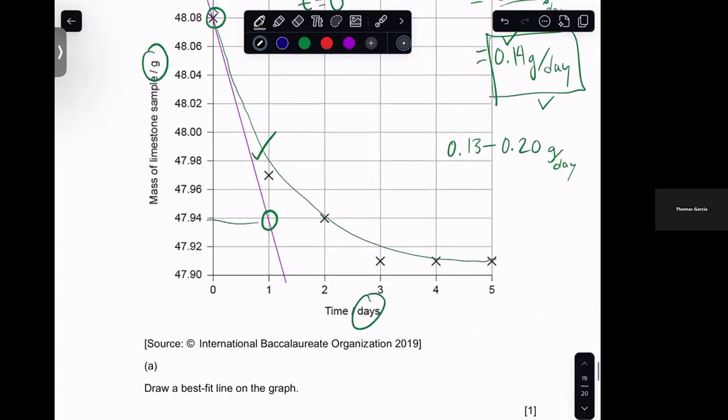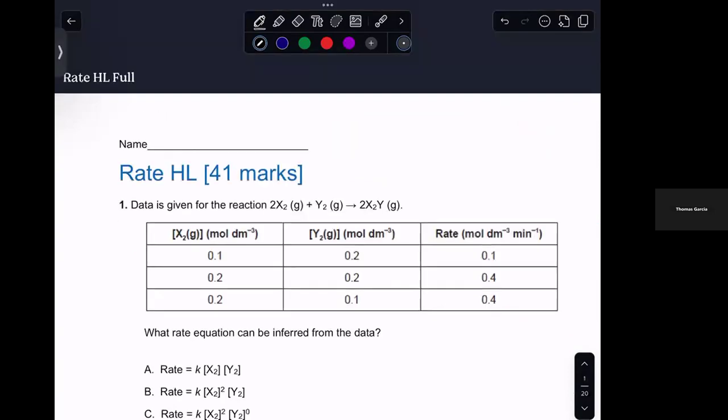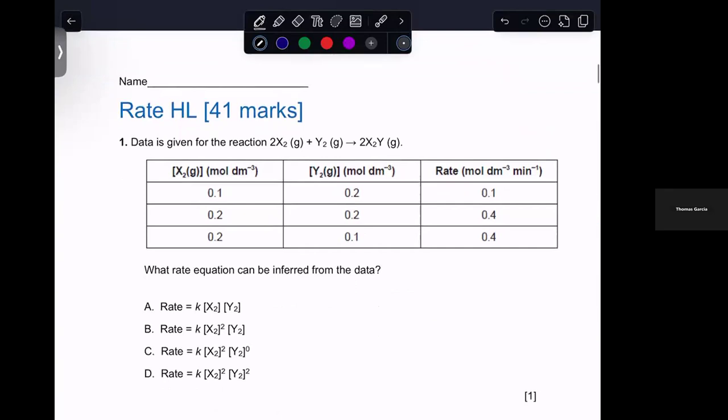With that done, we're done with SL, and we're going to go all the way back to the top and go back to the HL. So starting from the top, HL data, HL test. Data is given for the reaction of 2X2 gaseous plus Y2 gaseous reacts to form 2X2Y.